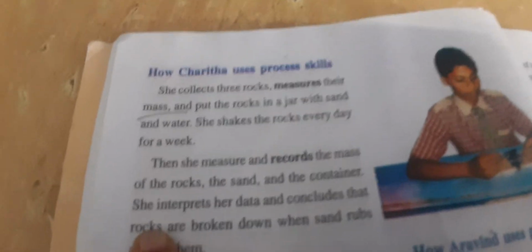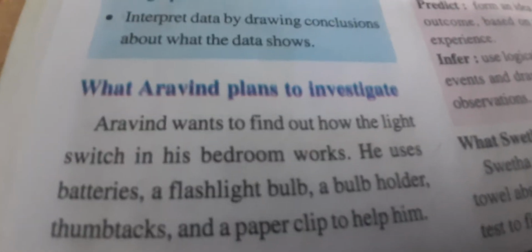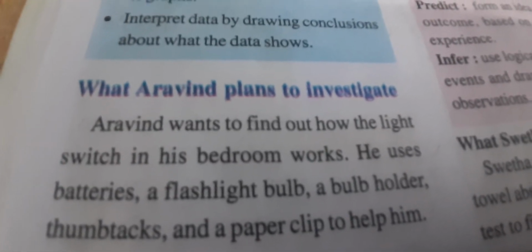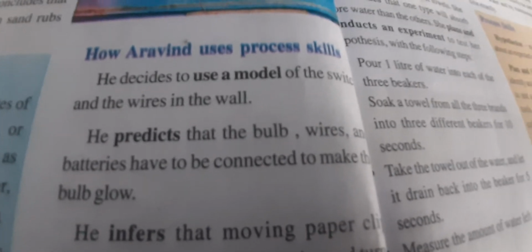Okay students, did you get my point? Here is another plan we have to investigate: Arvind wants to find out how the light switch in his bedroom works. He uses batteries, a flashlight bulb, a bulb holder, a thumbtack and a paper clip to help him. These are the materials used by Arvind while conducting an experiment. So here he will use the process skills.